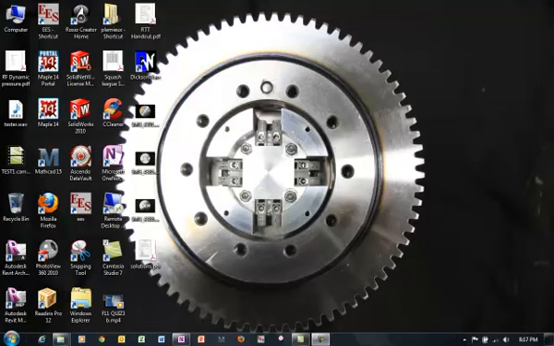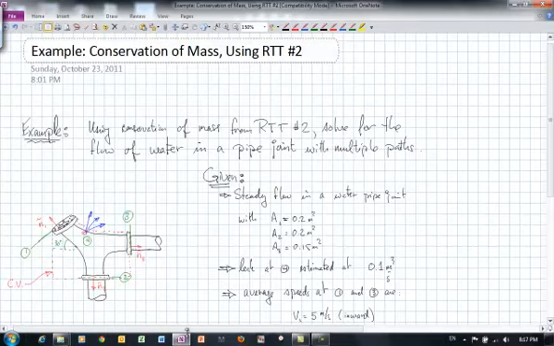Hi, welcome back. This is Professor Lemieux again, and for this second conservation of mass screen capture, I prepared a small applied problem. I went ahead and wrote up the problem in the interest of saving some time.